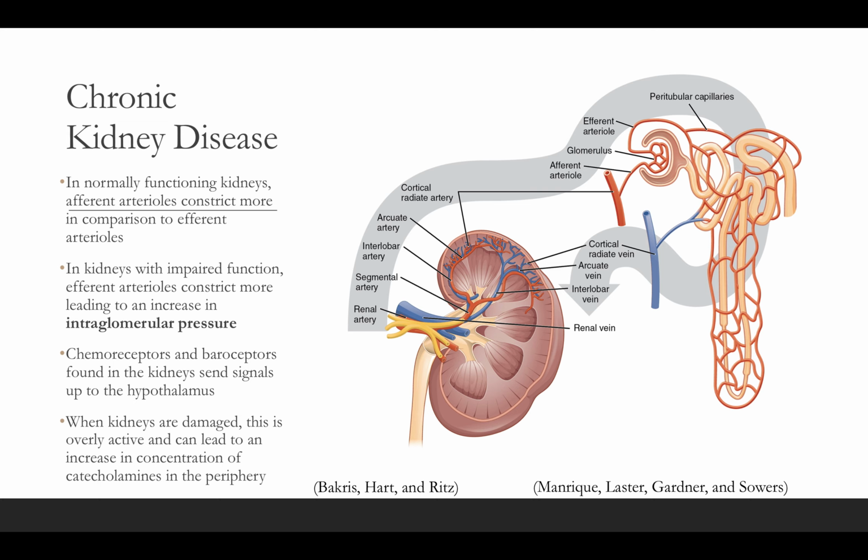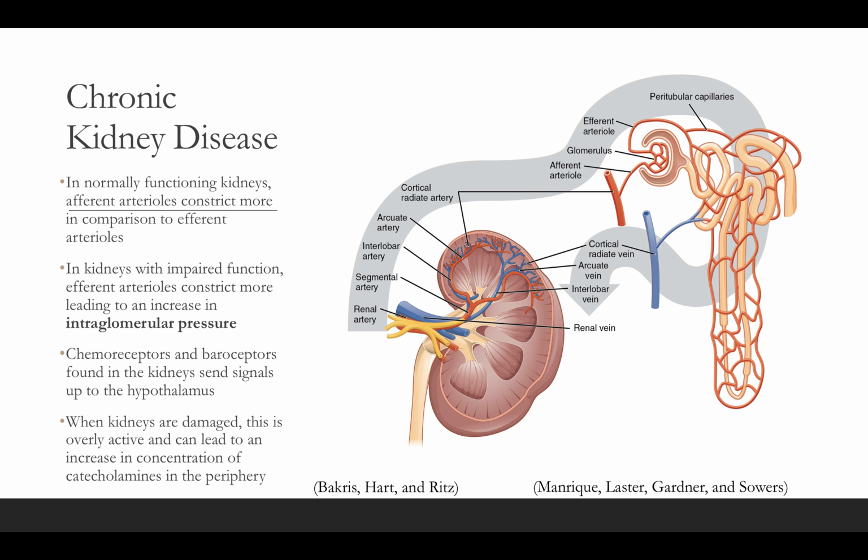So in chronic kidney disease and normally functioning kidneys, afferent arterioles constrict more in comparison to efferent arterioles. In kidneys with impaired function, efferent arterioles constrict more, leading to an increase in intraglomerular pressure. Increases in intraglomerular pressure can cause hypertrophy in cells of the kidney, which causes the progression of chronic kidney disease. Chemoreceptors and baroreceptors found in the kidneys send signals up to the hypothalamus, and when kidneys are damaged, this is overly active and can lead to an increase in concentration of catecholamines in the periphery.